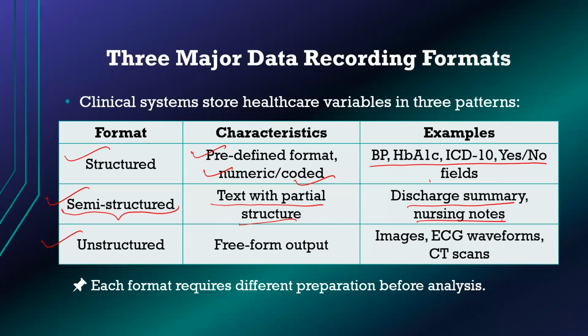And then the third level we have is unstructured data. This is a free form output. We don't have any structure in this, or even a partial structure is not possible. So it could be some images, maybe X-rays, CT scans, or maybe ECG waveforms, etc., that are free form outputs, and we have them in that original form only. So these are the three versions you have.